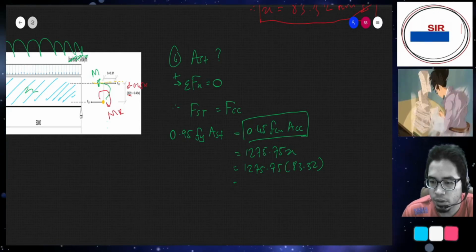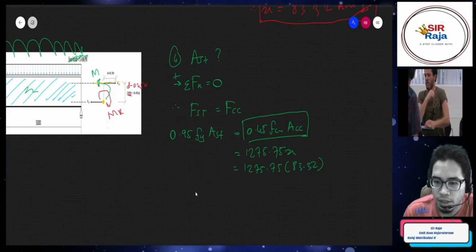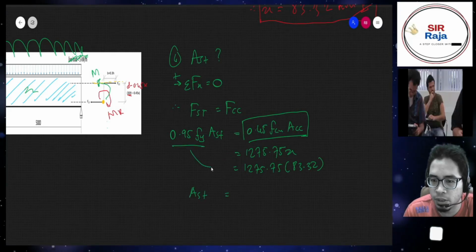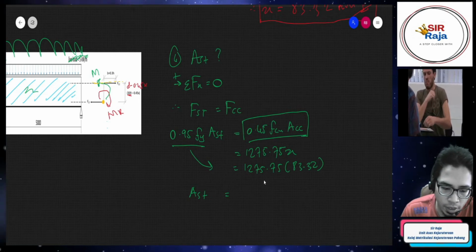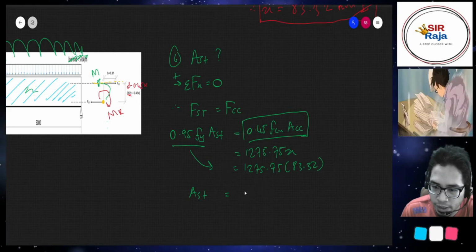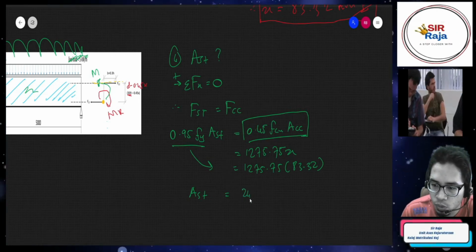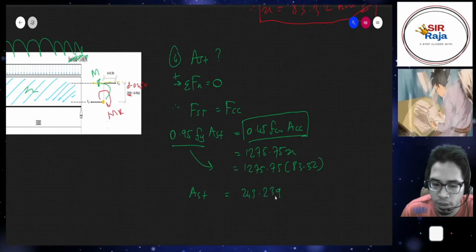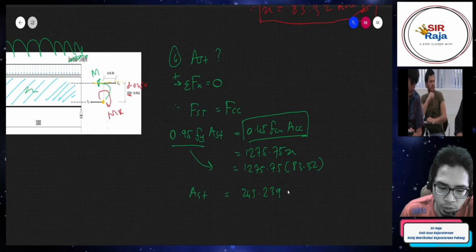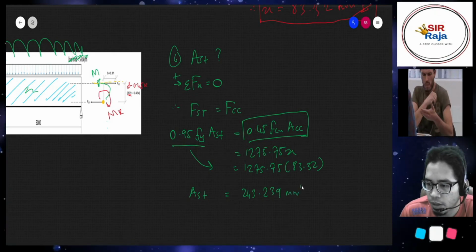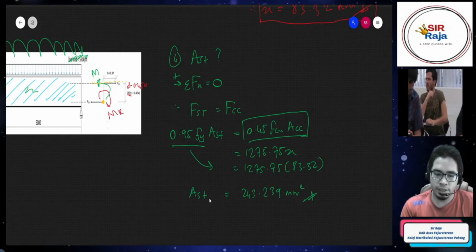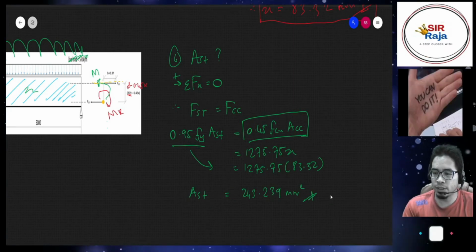Therefore, we're gonna get AST, so we're gonna bring this to the other side. So we're gonna get AST equal to 243.239 mm square. Don't forget the unit, which is in mm square, right? AST. Now we have answered the question.